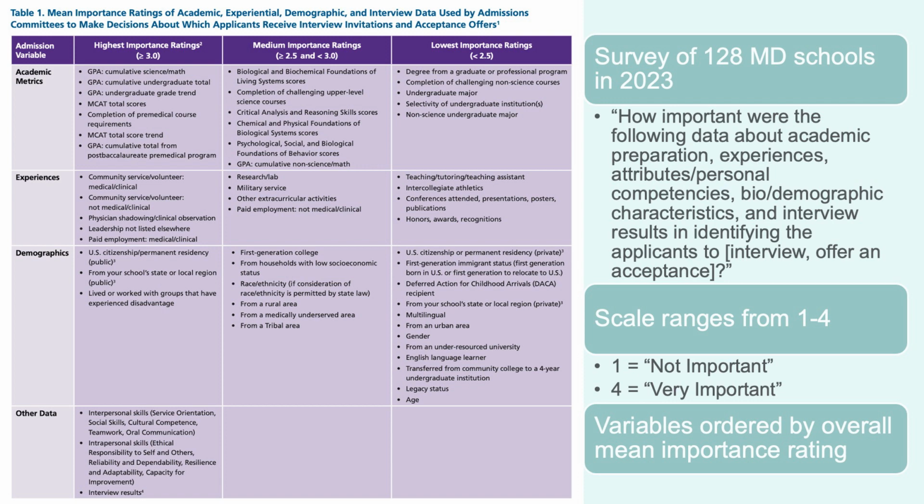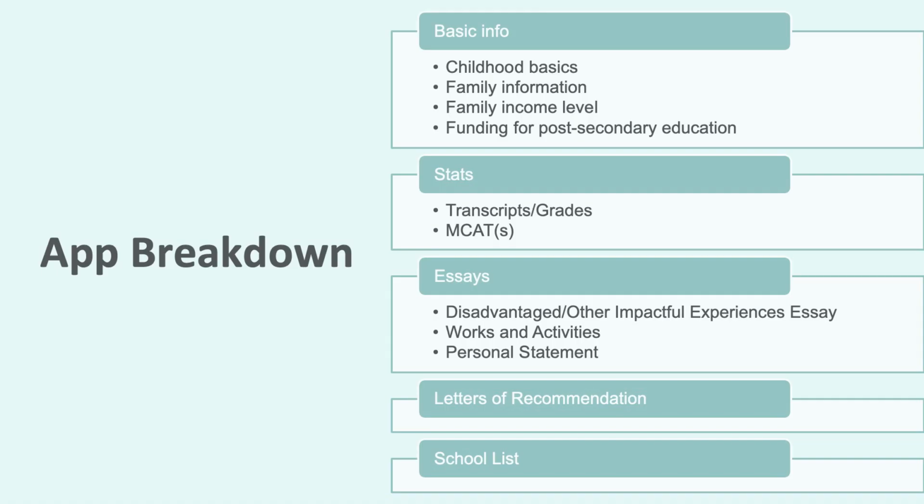The average of the importance rating for each factor was calculated, and the factors were organized and listed in order of mean importance rating. So going back to the application breakdown, since the demographics information is not really something you can readily change, your letters of recommendation should be shaped by your experiences, and your school list should be shaped by your stats and experiences to determine where your background best fits.